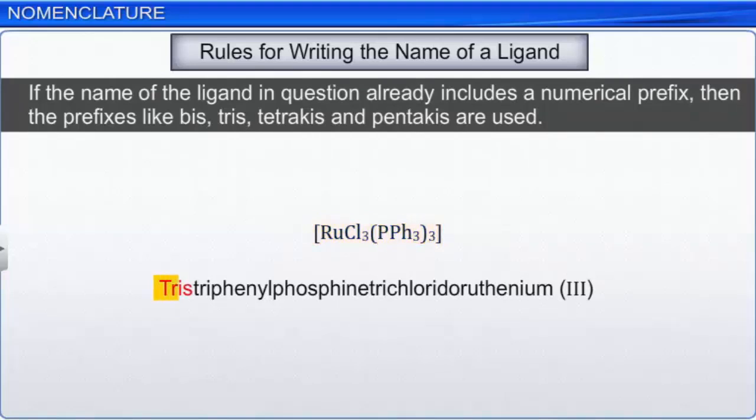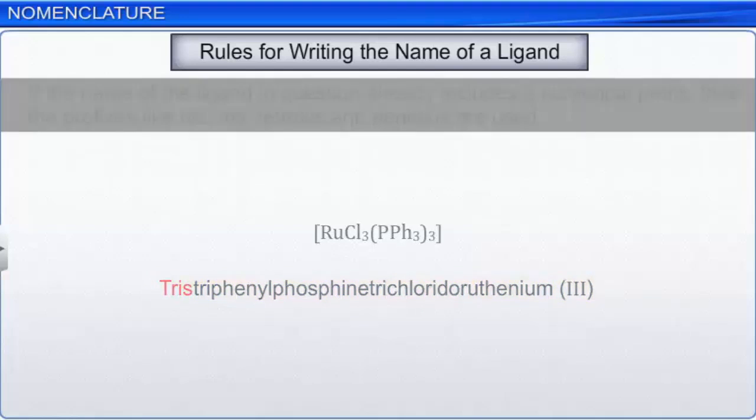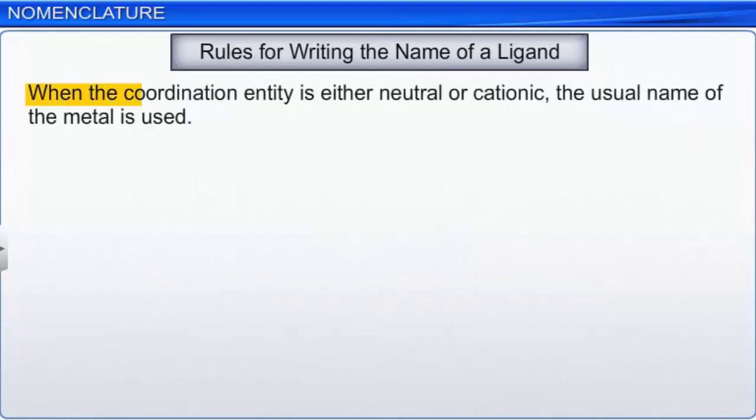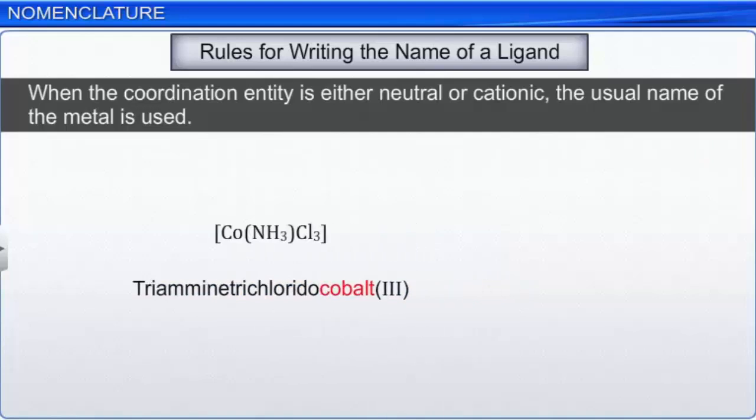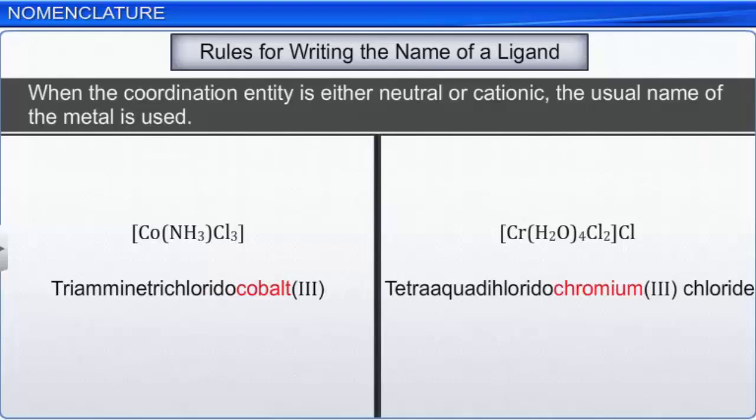Here's another rule. When the coordination entity is either neutral or cationic, the usual name of the metal is used. For example, the neutral complex shown here is named triamine trichlorido cobalt(III). Similarly, the cationic complex [Cr(H2O)4Cl2]Cl is named tetraaqua dichlorido chromium(III) chloride. Note that, in either case, the usual name of the metal is retained.